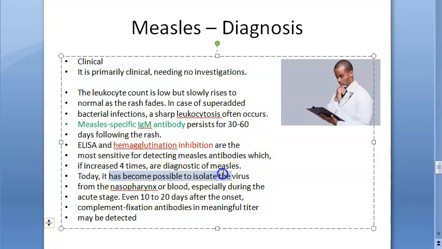Today it has become possible to isolate the virus from nasopharynx or blood, especially during the acute stage. This is again unnecessary. Why would they do this? But anyways, if you want, you can do all this. So you have to take a nasopharyngeal swab or something, isn't it?